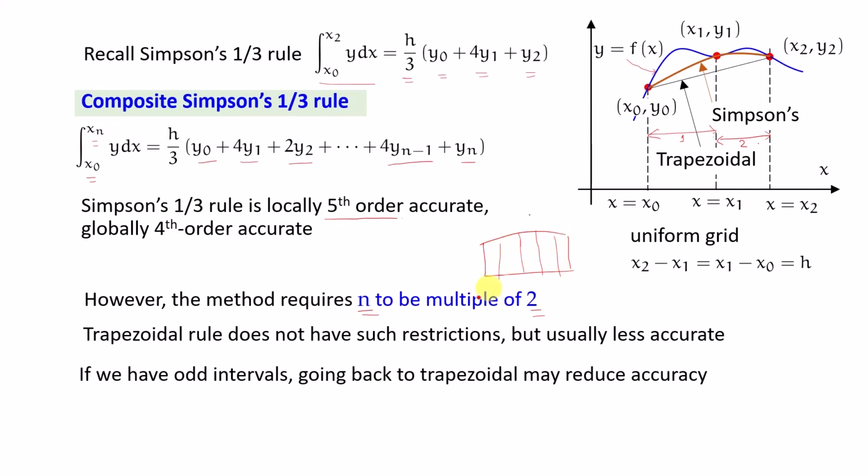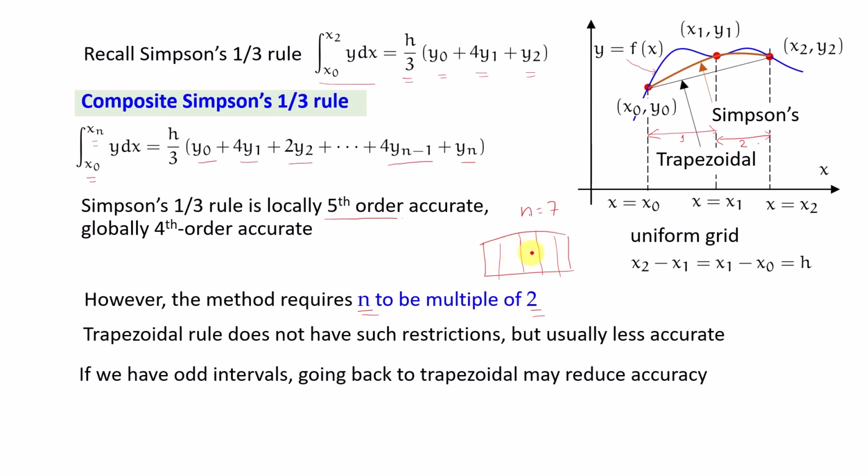But then eventually, when we have an odd number of intervals, at least some part has to be trapezoidal. So, for example, here this n has to be a multiple of 2 in Simpson's rule. So let us say we have n equals 7. So it is not a multiple of 2. We can directly apply trapezoidal here.